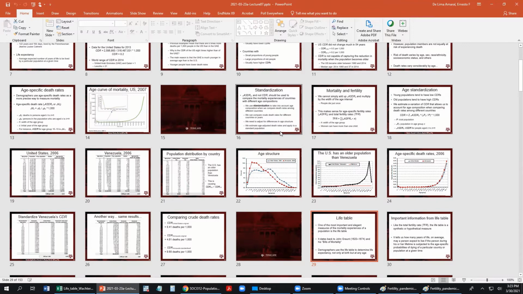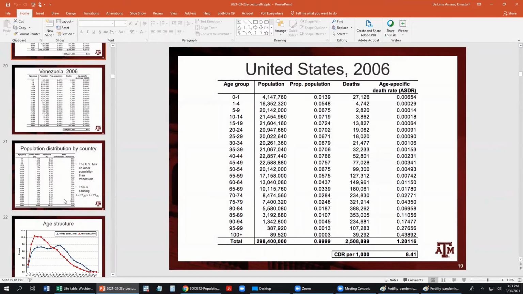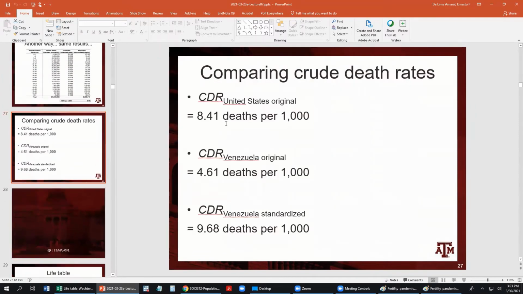So standardization allows us to compare crude death rates of countries with different age structures, because we take into account age-specific death rates, right? In order to do this comparison, we estimate a new crude death rate and are able to compare mortality in the US and Venezuela, instead of having the false idea that Venezuela has lower levels of mortality. It actually has higher levels of mortality when we take into account age structure.